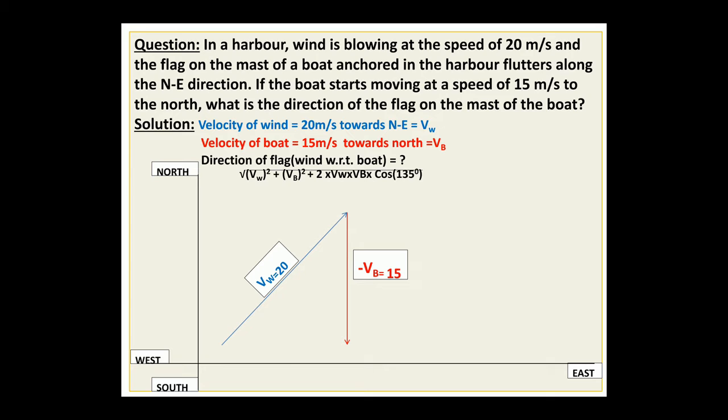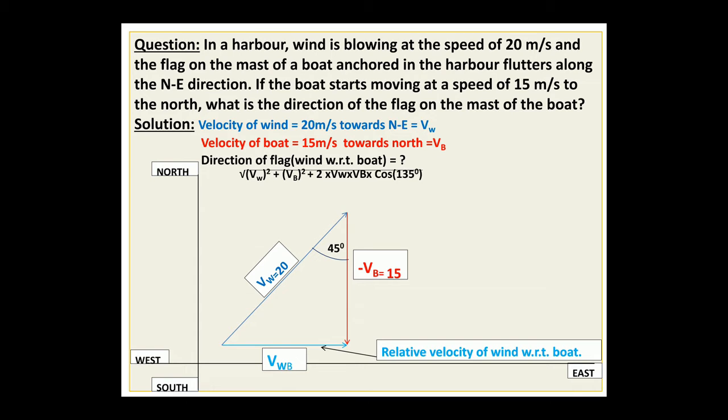So the resultant will be from the tail of the first vector, VW, to the head of the second vector, minus VB. So this light blue arrow, VWB, is our resultant vector, or the relative velocity of wind with respect to boat. As you can see, its direction is towards east, so the answer will be towards east. You can conclude here, but we will find it correctly.